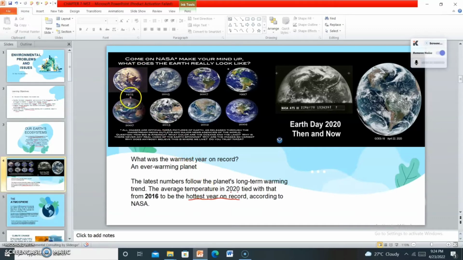So, starting with 1975 to 2002, the Earth's ecosystem was still balanced. It was not yet hot. Unlike Earth Day 2020 and up to now, the ecosystem has been experiencing irregularity because of climate change.